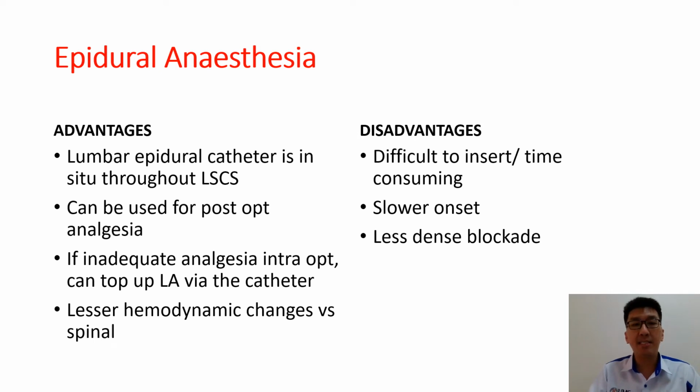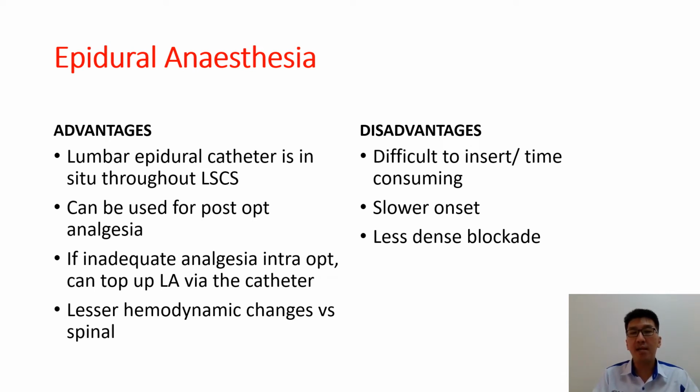In epidural anesthesia, the advantages are that we have the epidural catheter inside throughout the lower segment cesarean section. Therefore, local anesthetic can be added through the catheter. And of course, for epidural anesthesia, we can use it for post-op analgesia with the usage of additive local anesthetic agent. If the patient develops inadequate analgesia or patchy block intraoperatively, we can top up with local anesthetic agent via the catheter. And epidural has lesser hemodynamic changes such as hypotension or bradycardia as compared to spinal anesthesia.